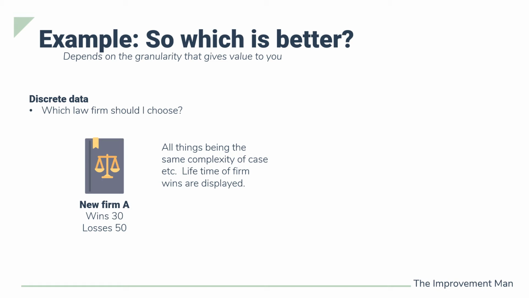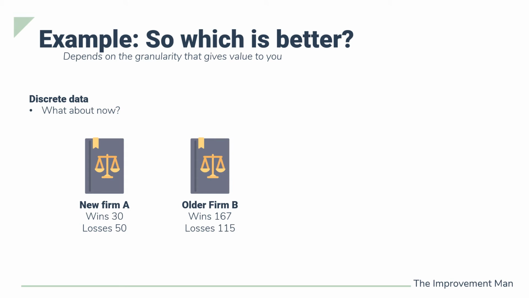But then if we add another law firm in with far more points of data, i.e. they've won 167 and lost 115. So they've got a slightly better win to loss ratio. Because they've got a slightly better win to loss ratio, we're now drawn towards, well, they're slightly older, they might have a bit more experience, but we're probably going to choose firm B.